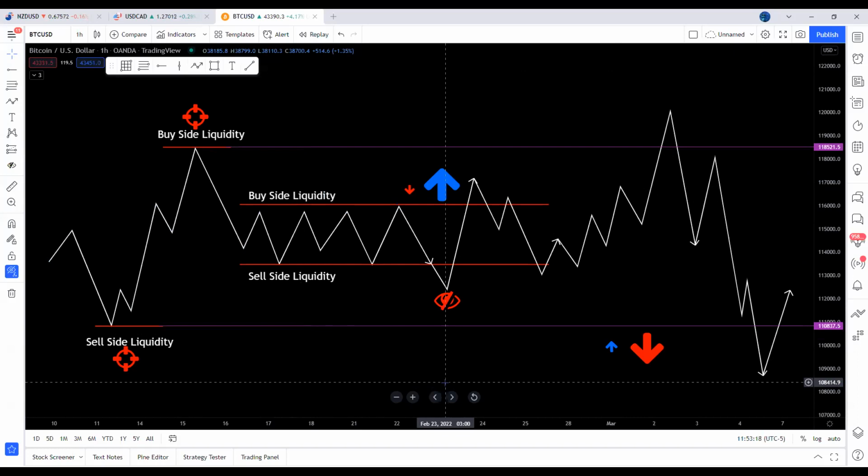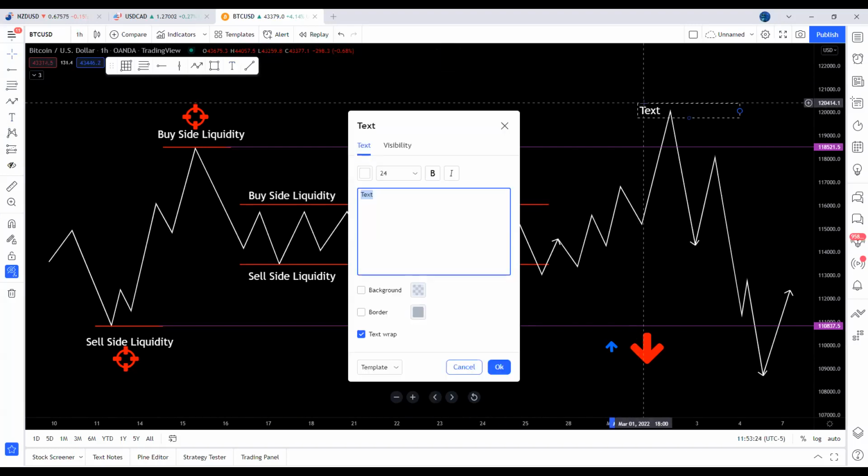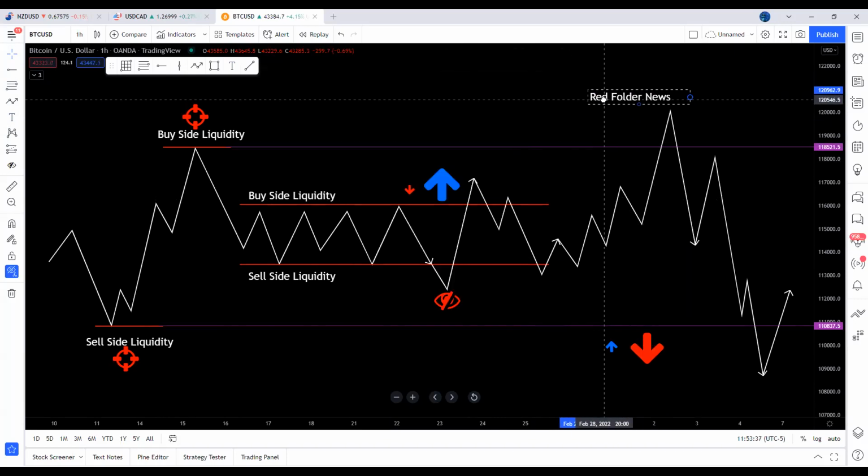And a lot of those times, they could be news releases. So right here, let's say, for example, this could be FOMC, or it could be NFP, or it can be some red folder news. Let's put it right here, red folder news. A lot of the time it can be red folder.